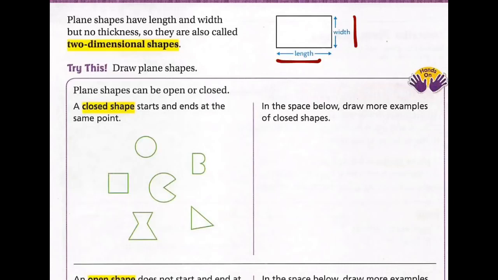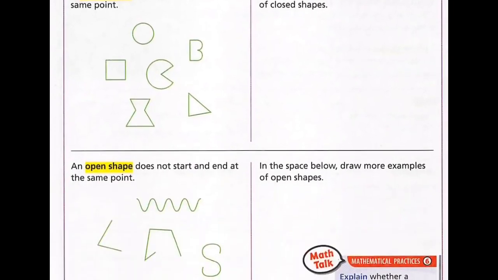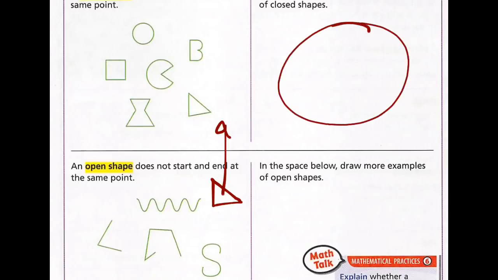Plane shapes can be open or closed. A closed shape starts and ends at the same point. So let's look at the open. An open shape would be something like that where it doesn't have a starting and ending point. This would be closed. So that would go up here. Okay, draw some more closed shapes here, and then draw some more open shapes here.